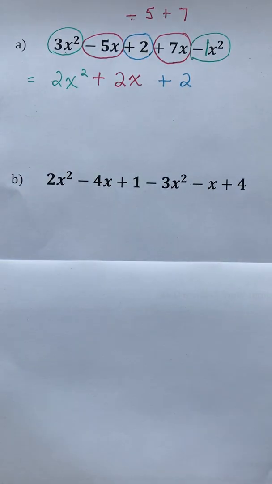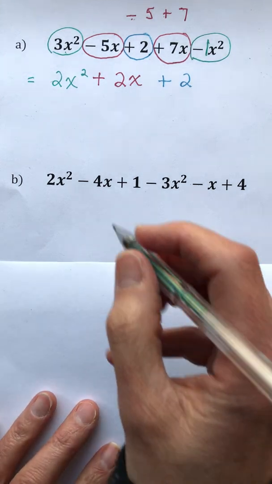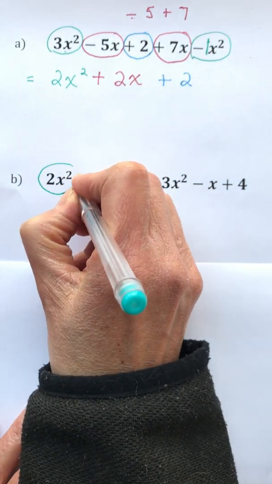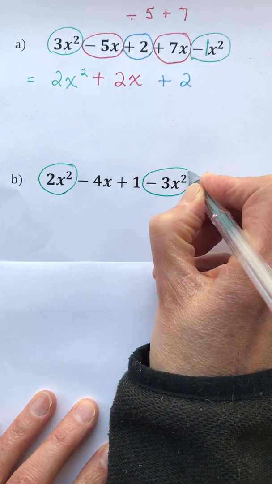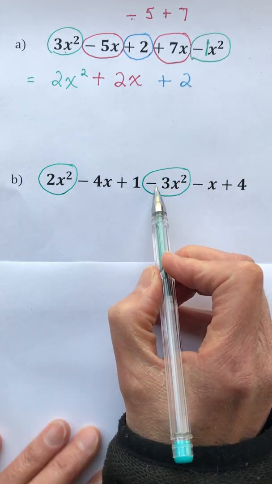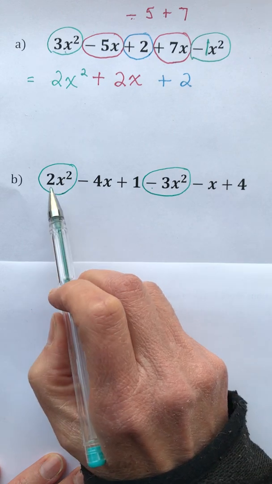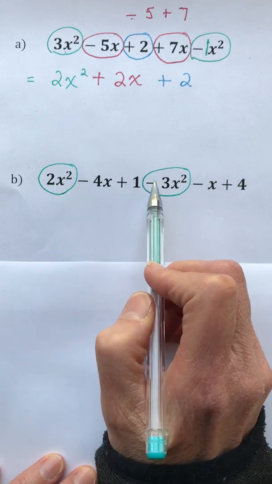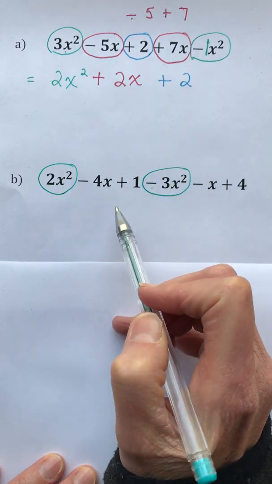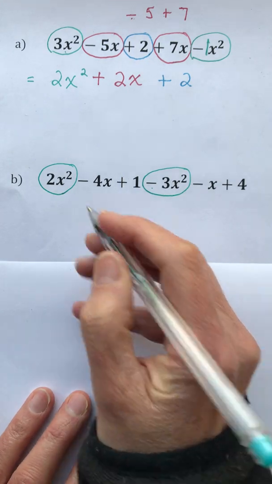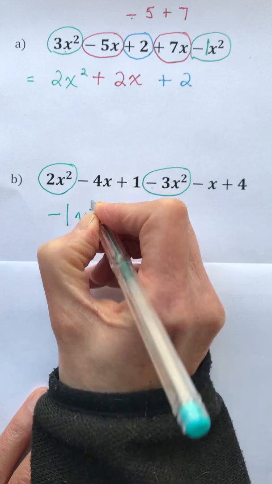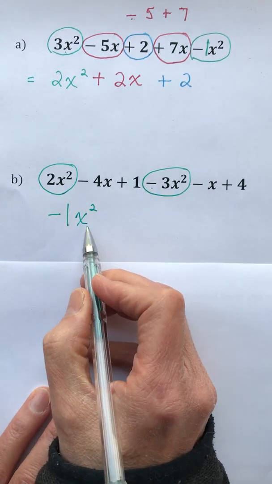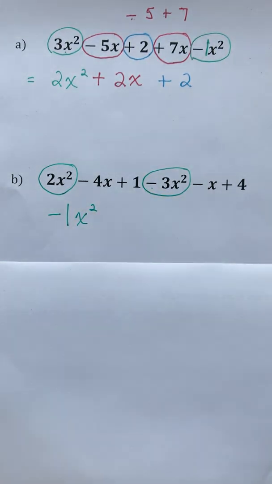Again, let's start off by circling all the ones that are x squared. We have 2x squared, and we have a minus 3x squared, and watch how I circled the sign in front. And if I put this on my calculator, 2 minus 3, I'm going to get a negative 1. Okay, so you can write it as negative 1x squared. You could also leave the 1 out and just say it's a negative x squared. It would mean the same thing.